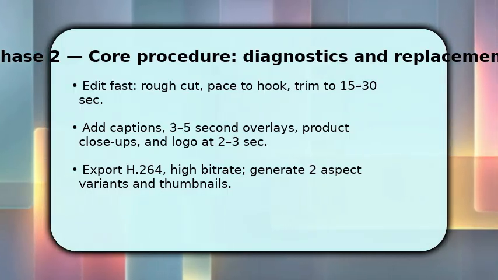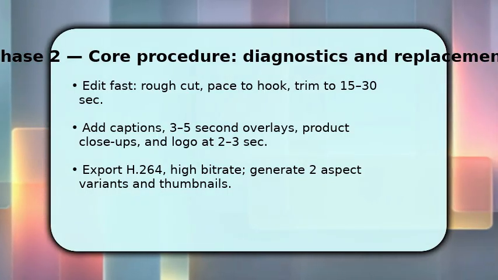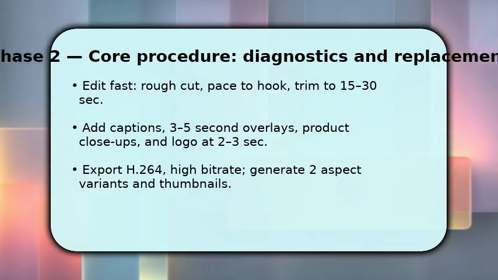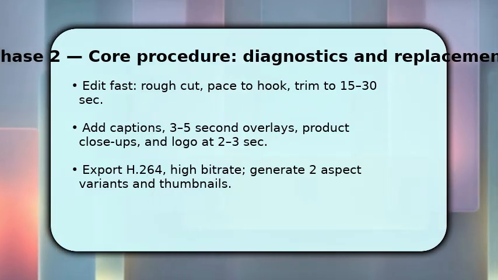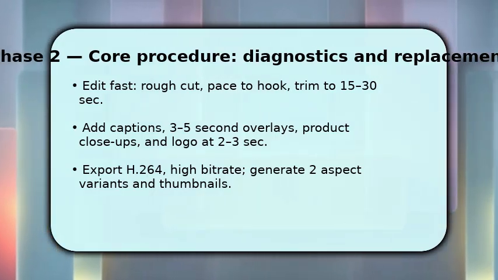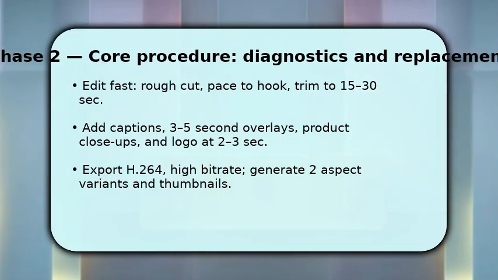Once the master is ready, export H.264 with a high bitrate and create 2 aspect variants for placements. Make sure to also craft 3 thumbnails. Test one with strong contrast, one with human face, and one with product shot.